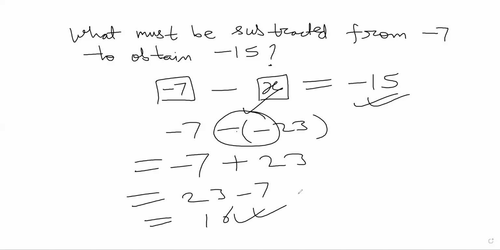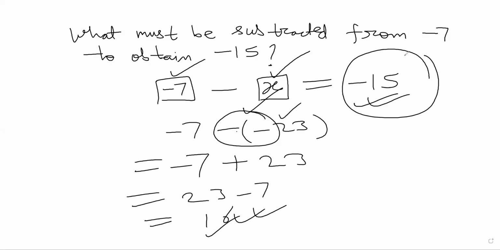Yes, sir. And you are telling yes also, means you are not understanding anything. The answer that you got, I have put it in the place of X. When I am putting this -23 here, and I am subtracting it from -7, we are getting 16, but we should get -15 here. Are you understanding the logic here? So we can check like that, is your answer right or wrong? So this is the wrong answer that you have got.